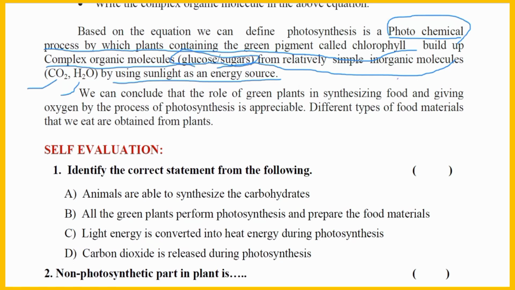Here what is happening in photosynthesis: simple inorganic molecules are converting into complex organic molecules. Simple inorganic molecules are nothing but carbon dioxide and water, and these are converting into complex organic molecules like glucose. Simple inorganic compounds are converting into complex organic substances.